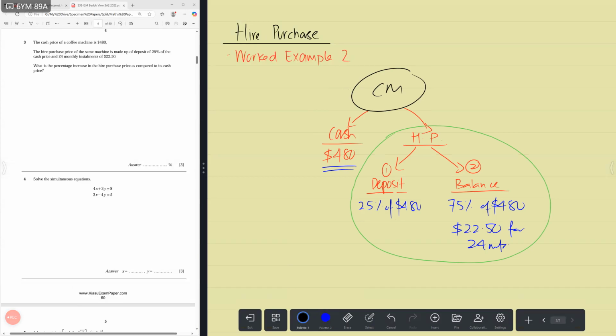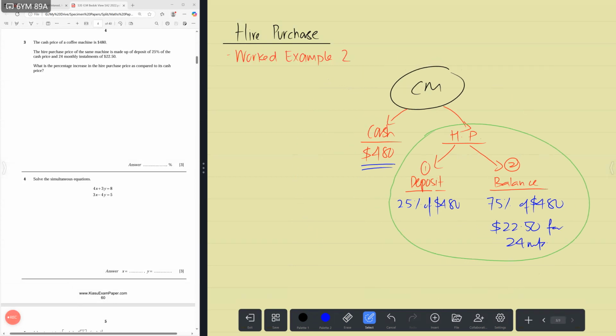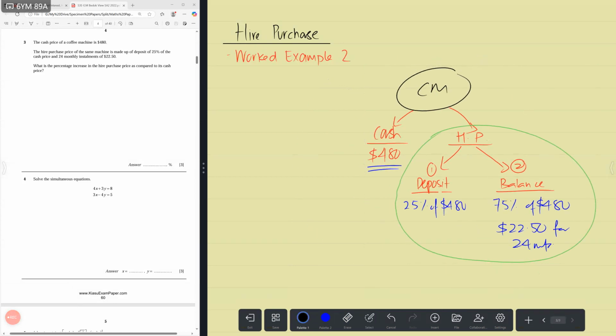Let me move this whole thing for a bit. So this thing is here. What we want to find out first is how much he pays in total for the 24 months. It will be 24 times 22.50. Using our calculator, you will get $540. Wow, this amount is really more than the cash price.